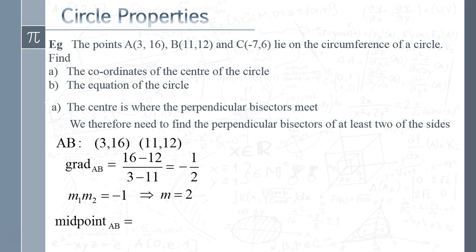Now, it's got to go through the midpoint because it's the bisector. Bisect means chop exactly in half, so we need the midpoint of AB, and that comes from our formula for finding the midpoint of 2 points. So we've got the midpoint of AB is at (7, 14).